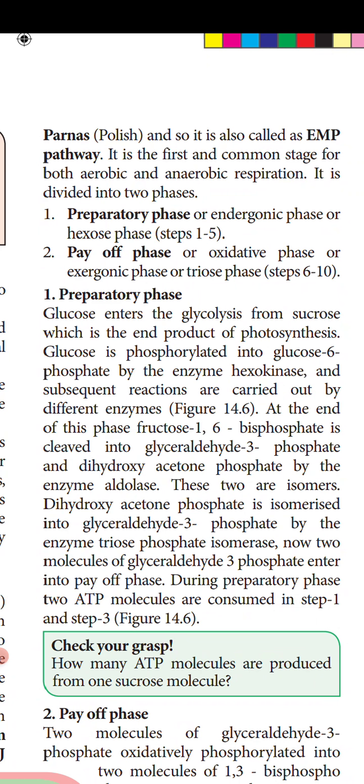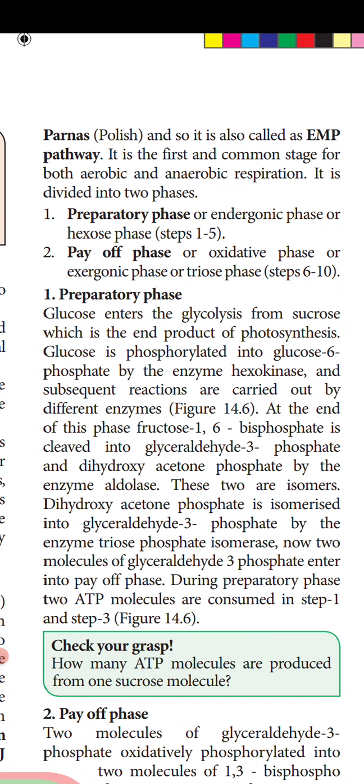So your payoff phase is what? It is the 3 carbon stage, that is the triose phase. Here let's study the preparatory phase and the payoff phase of glycolysis. In the preparatory phase, glucose enters glycolysis from sucrose, which is the end product of photosynthesis. Glucose is phosphorylated, that is, a phosphate is added, to form glucose 6-phosphate by the enzyme hexokinase, and the subsequent reactions are carried out by different enzymes.